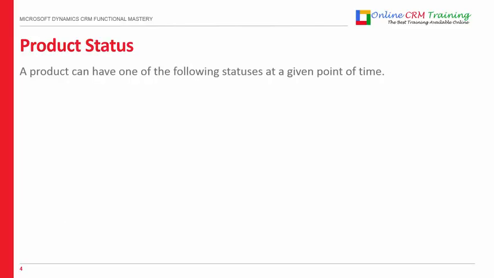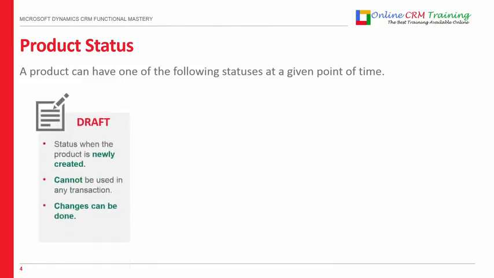Alright, so a product can have one of the following statuses at a given point in time. The first state is the draft stage. This is the status when the product is newly created. Please note that a product in the draft stage cannot be used in any transaction, and you are allowed to make changes to the properties of the product. So if the product is in draft stage, you can make changes, but you cannot use it in transactions.